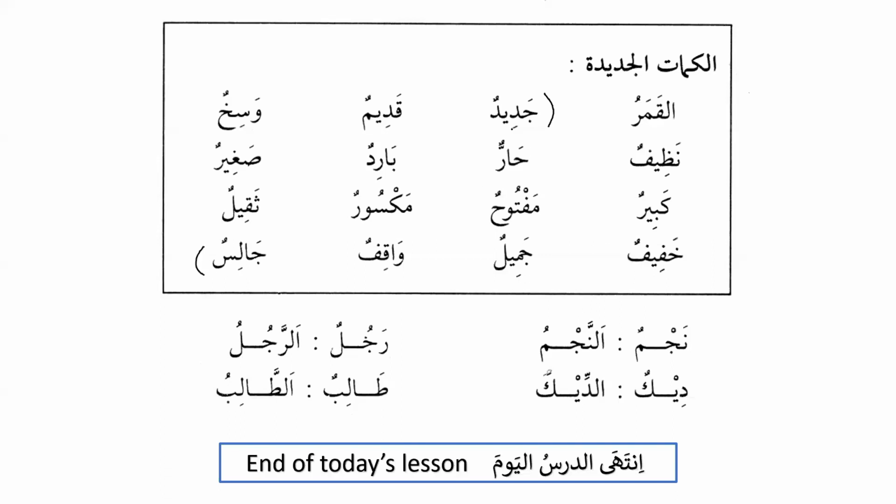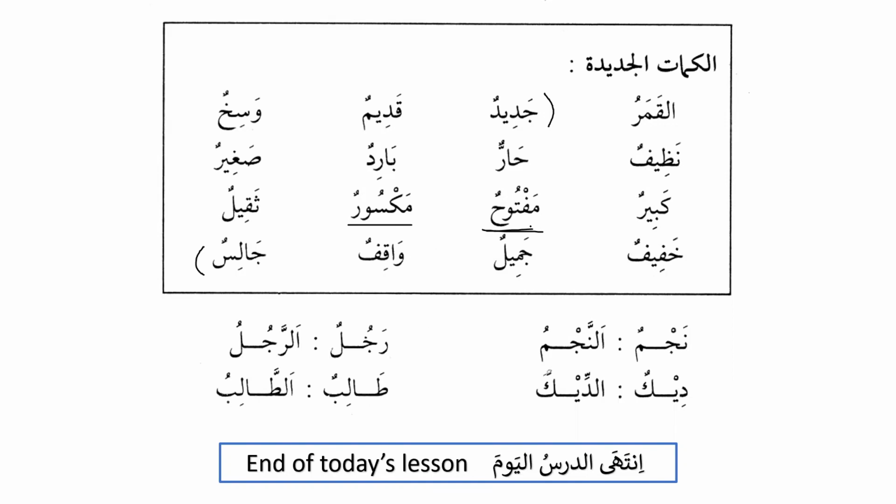So jadidun is new, qadimun old, wasikhun dirty, nadifun clean, harrun hot, baridun cold, saghirun small, kabirun big, maftuhun open, maksurun broken. Okay, so this pattern, maf'ulun, as of now, you just need to remember that this pattern gives the meaning of passive. For example, we have maftuhun, maksurun, ma'budun, masjudun, maqtulun. Anything that the action was performed on comes on this pattern. So please remember that the pattern is maf'ulun.